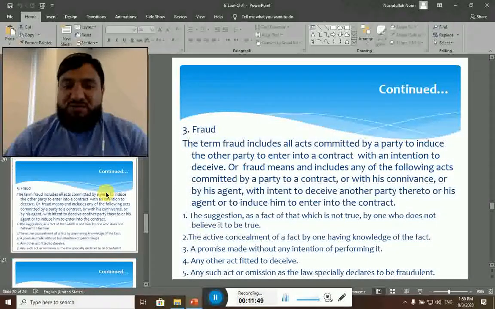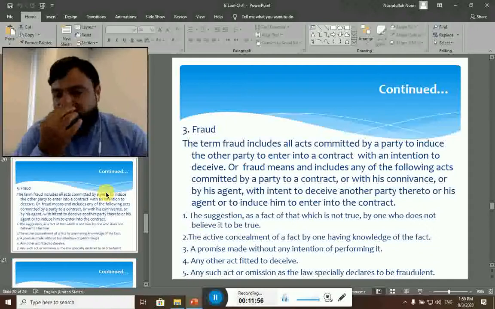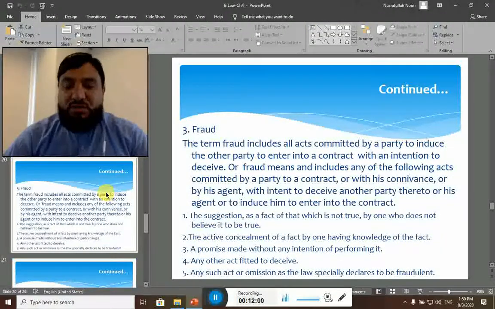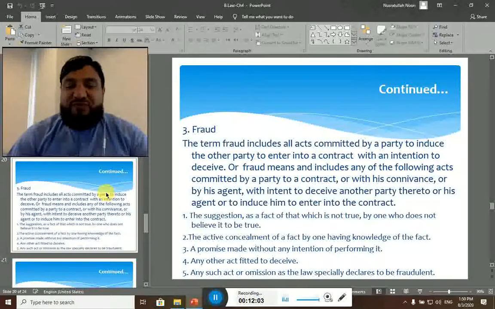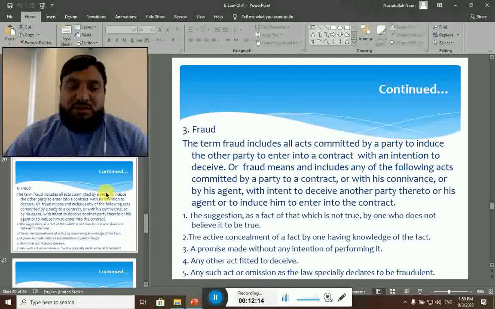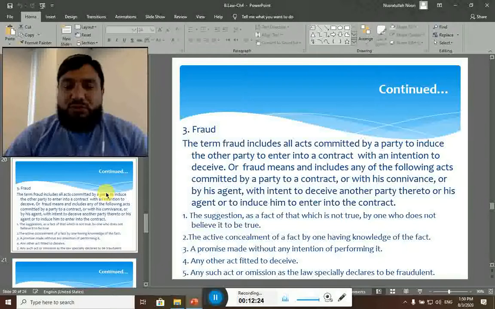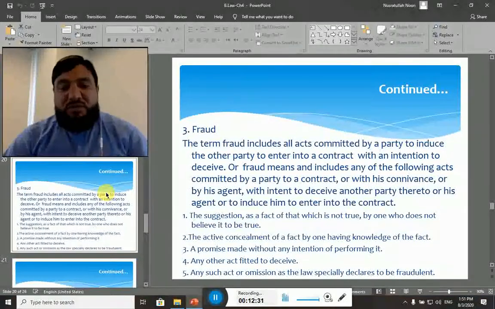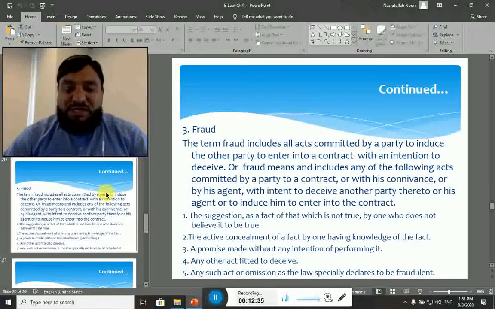Another thing which comes under fraud is the active concealment of a fact by one having knowledge of the fact. For example, you know a fact about something, but you conceal that fact and you leave it to the other party to decide or find out that fact. This is also fraud. For example, you have a mobile, you know that there is a defect in that mobile, but you do not show that fact. Neither do you show that fact nor do you talk about it, but you leave it to the other party to find and then decide. This actually comes under fraud because you know the fact and you are concealing it.